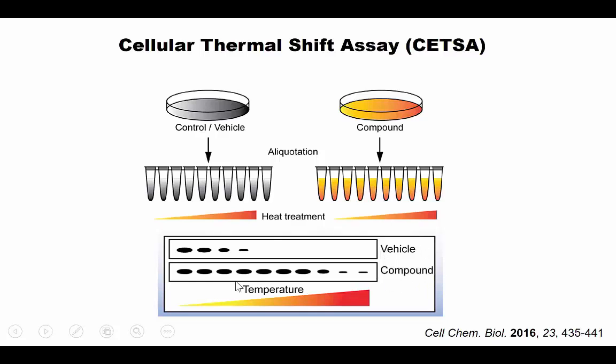With the compound, if that protein survived even at higher temperature, that means this compound stabilizes these specific proteins. So this is how you can define, oh, okay, this protein may be the binding target of this compound. So this is the basic principle of cellular thermal shift assays.